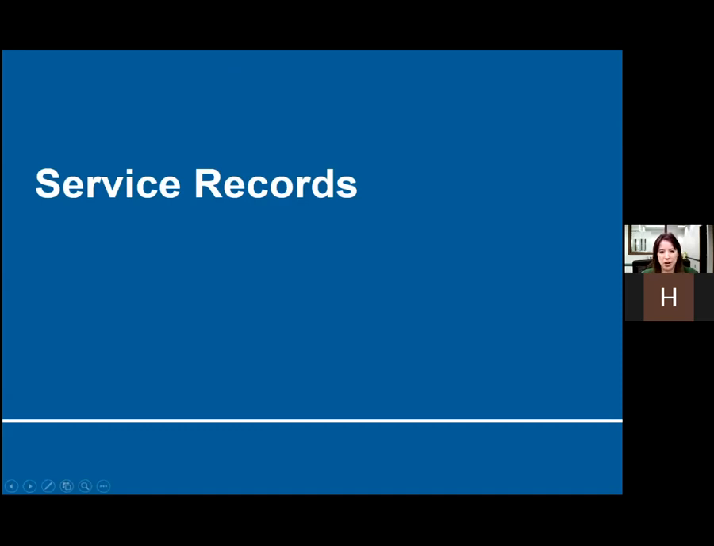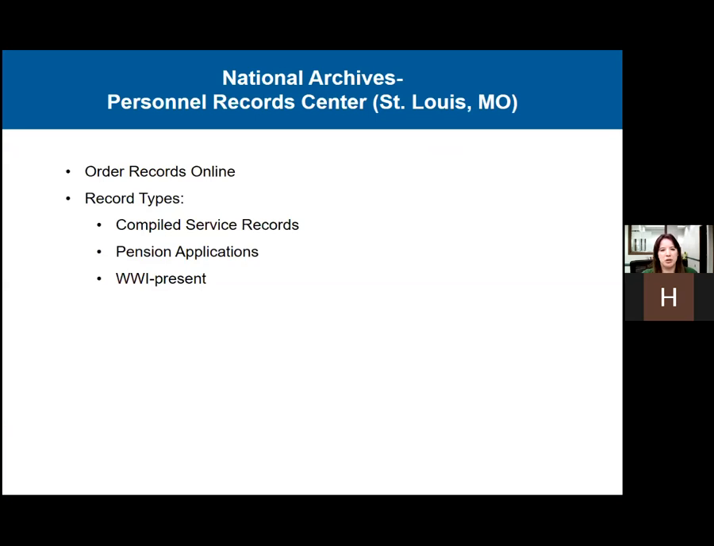Service records. So these are commonly requested and a topic of discussion for a lot of people researching military records. You can order records online from the National Archives Personal Records Center in St. Louis, Missouri. The various record types include compiled service records, pension applications, and they cover World War I to the present. To order these records online, I can show you how to do that.